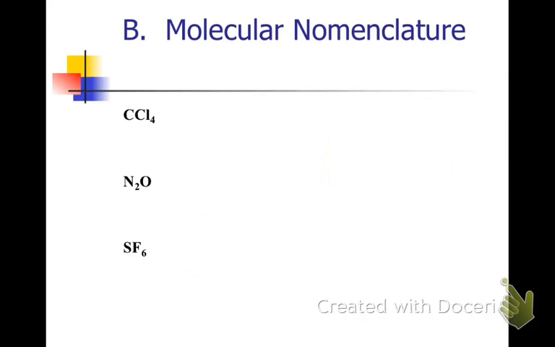Notice that all of these examples only have 2 elements. What's the ending for every element? IDE. So starting off, what's my first element in the first one? Carbon. And what's my second element? Chloride. Now we've got to think about prefixes.